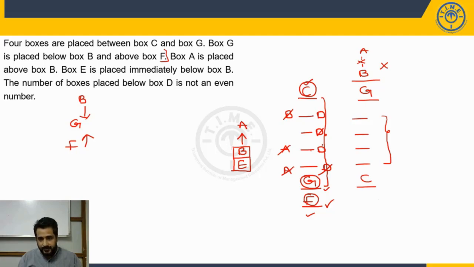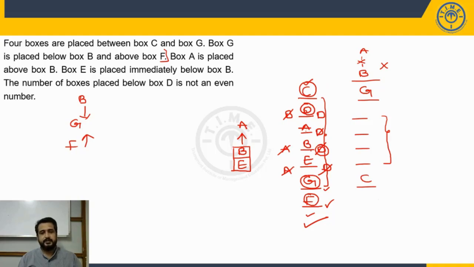But if we take D here, A, B and E should be in consecutive positions. If D is here, we have only these 2 consecutive positions empty, for B and E. If B and E are taken here, A is above B, we cannot place. So D cannot be in this position. So D only can be in this position. If D is here, remaining 3 positions are occupied by A, B and E. So here is the final arrangement. So topmost box is C, and in continuation C, D, A, B, E, G, F.